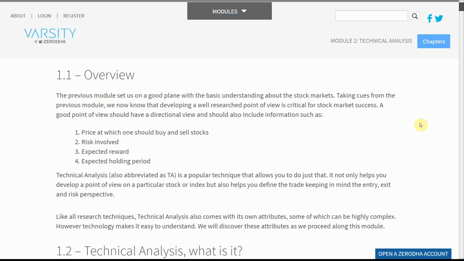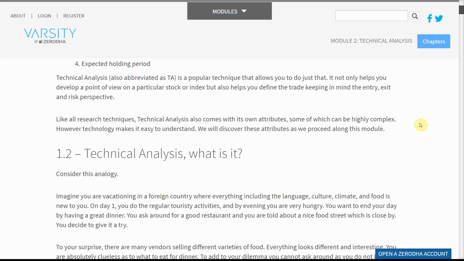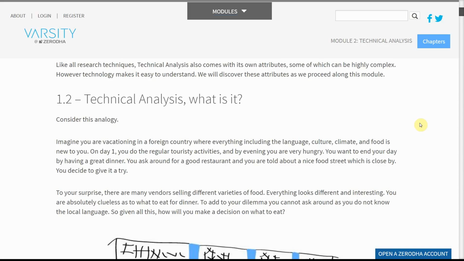Technical analysis, also abbreviated as TA, is a popular technique that allows you to do just that. It not only helps you develop a point of view on a particular stock or index but also helps you define the trade, keeping in mind the entry, exit and risk perspective. Like all research techniques, technical analysis also comes with its own attributes, some of which can be highly complex. However, technology makes it easy to understand. We will discover these attributes as we proceed along this module.